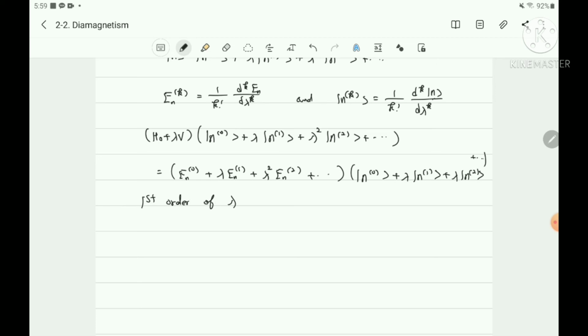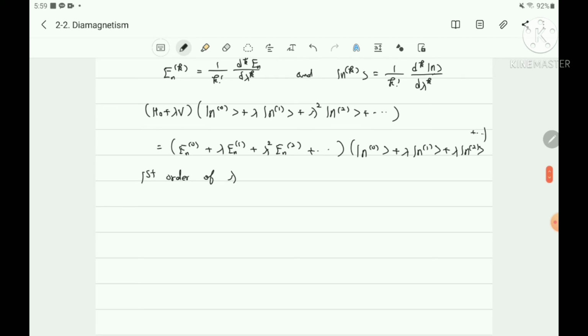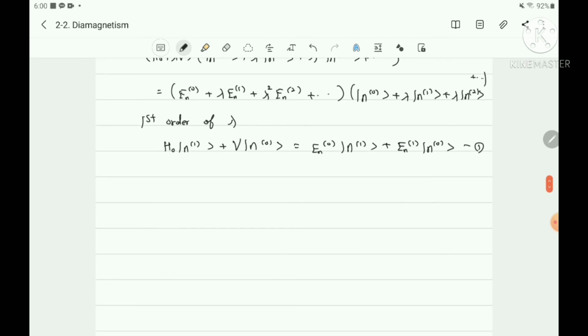First order of lambda term. In this case, the lambda term can have H0 N1 plus V N0 state, and in the energy En0 N1 plus En1 N0 state. It is first order lambda. Let's denote this first equation.